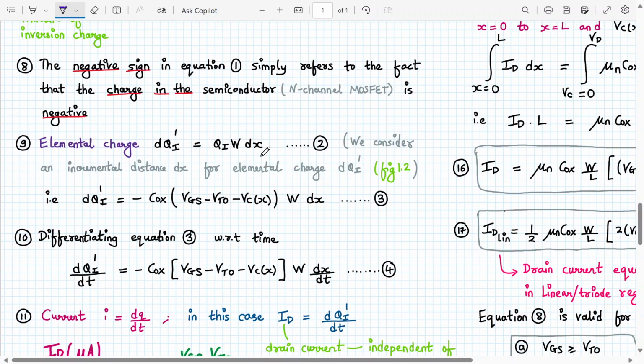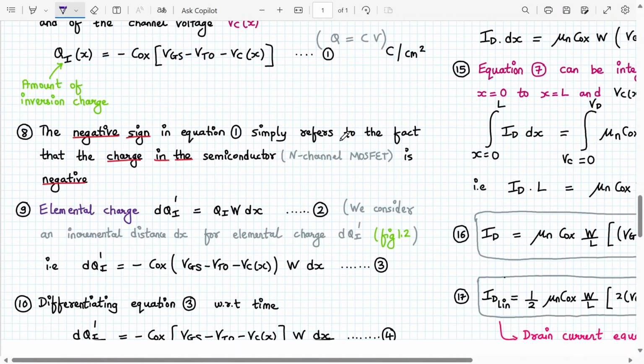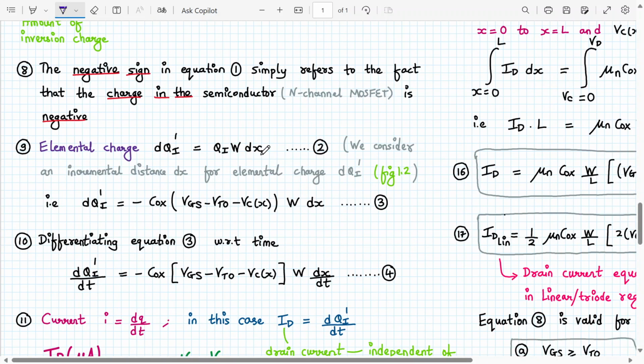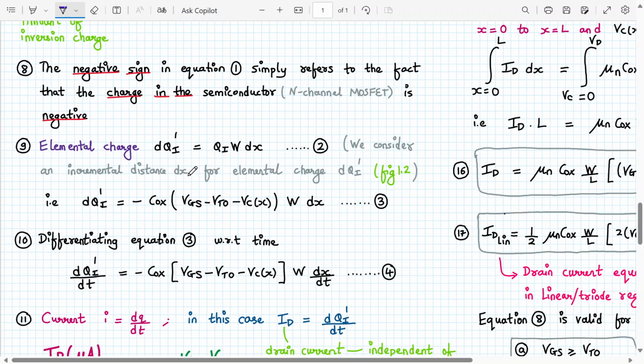Now why do we consider w? This is the width, right? This is the width w into dx. So what is the area over here of this? This is looking like a rectangle, right? Length into width. So what is my length of this? dx. And what is my width? W. So what is dqi? Qi into w into dx. Right? Hello? Yes. So dqi dash will be qi into w into dx. So we consider this incremental distance dx for the elemental charge qi dash, which we have discussed already.